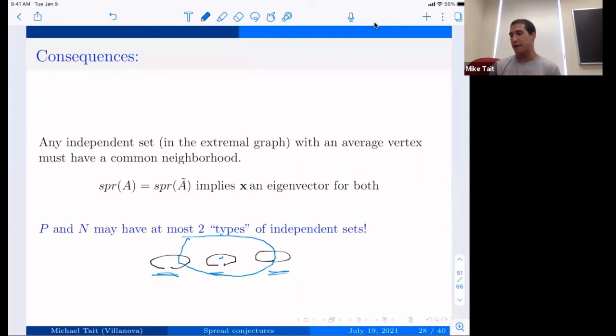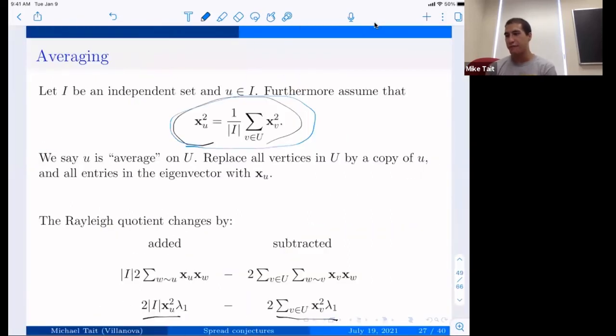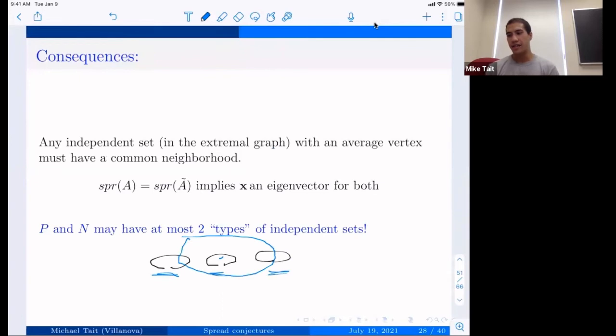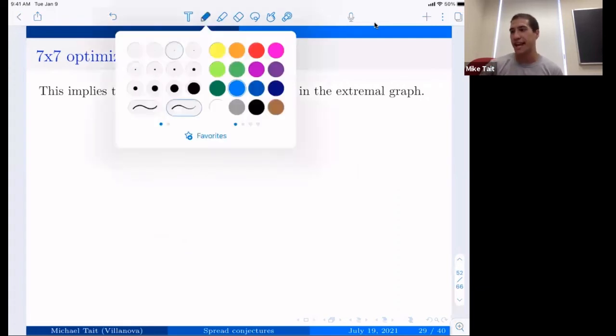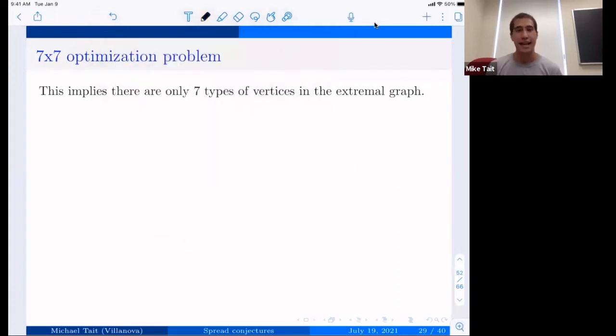And then if this happens, then by this averaging argument, this blue independent set that I've circled here actually has to have a common neighbor. So this is a contradiction. So if I have 3 of these types of independent sets, they really are only one type of independent set. And so this reduces the problem to a 10 by 10 problem. So I'll show you how it's a 10 by 10 problem. With slightly more sophisticated averaging, you can actually reduce it to a 7 by 7 problem.